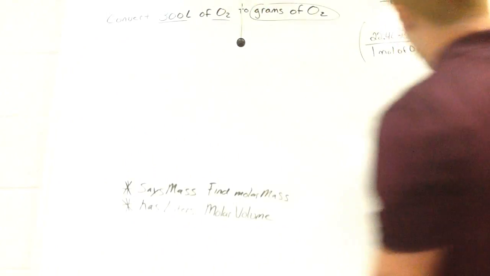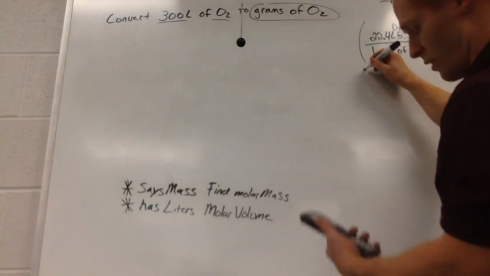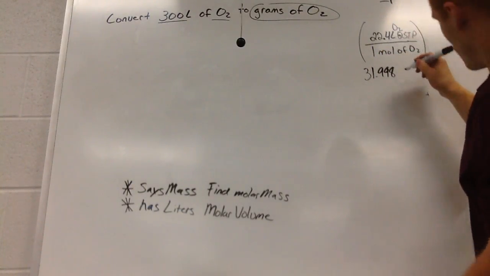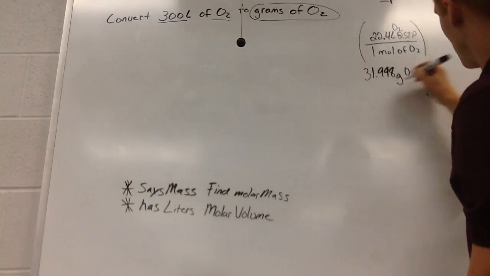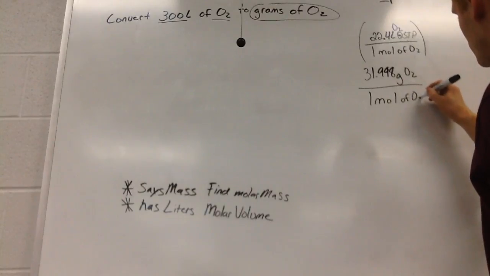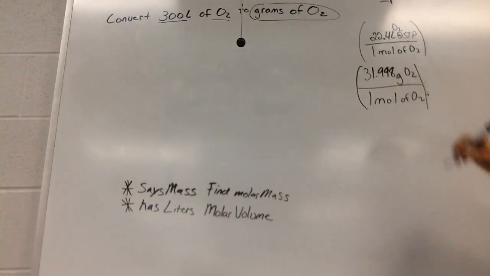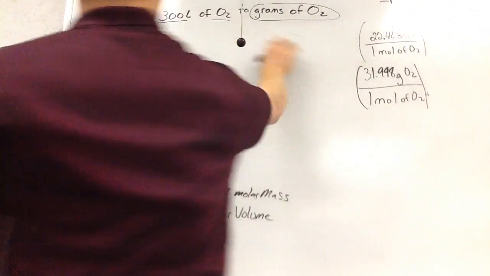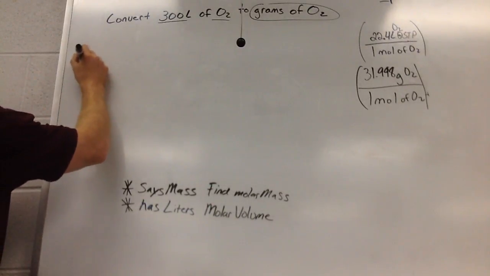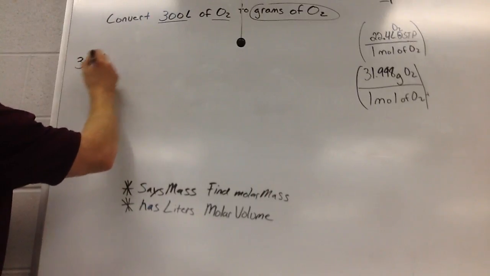So the molar mass of oxygen, we're going to have 31.998 grams of O2 for every 1 mole of O2. So we have mass, volume, and we stay the same substance. So it looks like that's all we're going to need. But we'll see. So 300 liters of O2.